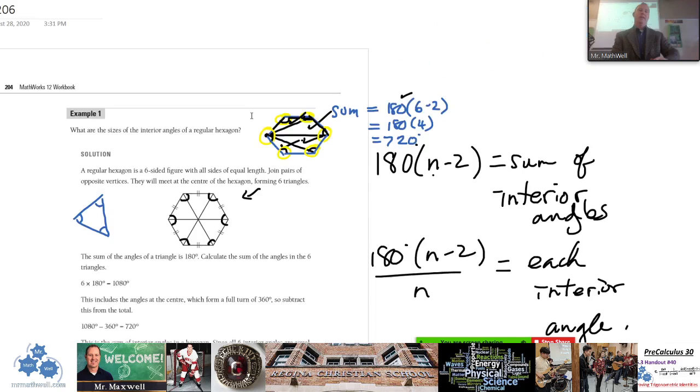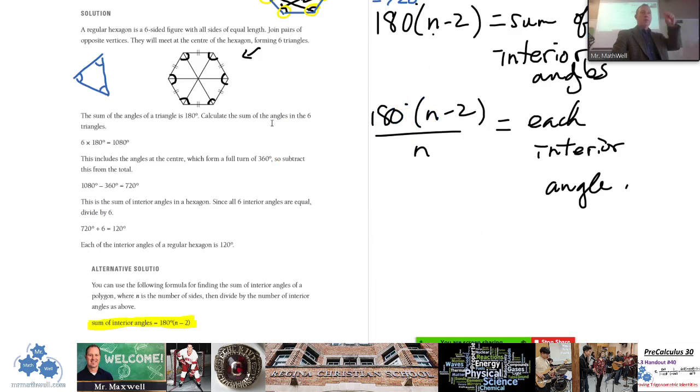And if you wanted to find the measure of one single interior angle in a regular polygon, you would take the sum, which we just learned, 180 times (n minus 2), and divide it by the number of angles that you have. You take the sum divided by the number of angles, and you get each individual interior angle measure.